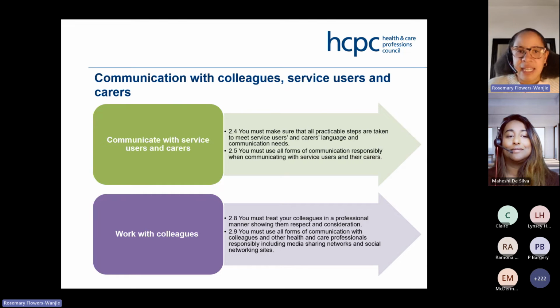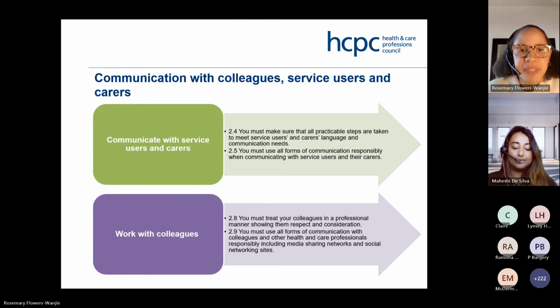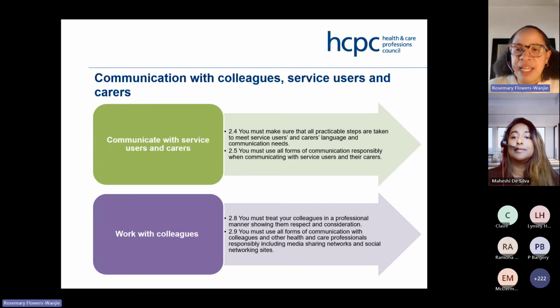On this slide, we're looking at standards 2.4, 2.5, 2.8 and 2.9. And this is all about communicating with colleagues, service users and carers. So under communicate with service users and carers, we have made changes to standard 2.4 to better reflect statutory principles to meet service users and their carers' communication needs. Originally, 2.4 read, you must make sure that where possible, arrangements are made to meet service users and carers' language and communication needs. We now reference taking all practicable steps to meet service user needs.